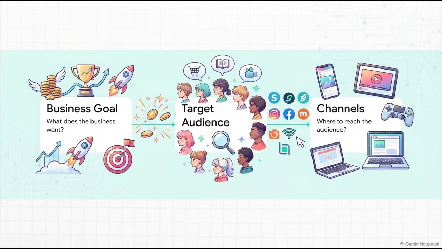Every single successful campaign kicks off with this specific sequence. First, you've got to define the business goal. Like, what do you actually want to achieve? Once you know that, step 2 is identifying the target audience. Who exactly are those ideal customers? And finally, step 3, you choose your digital channels. You have to figure out where on the internet those specific customers are actually hanging out.